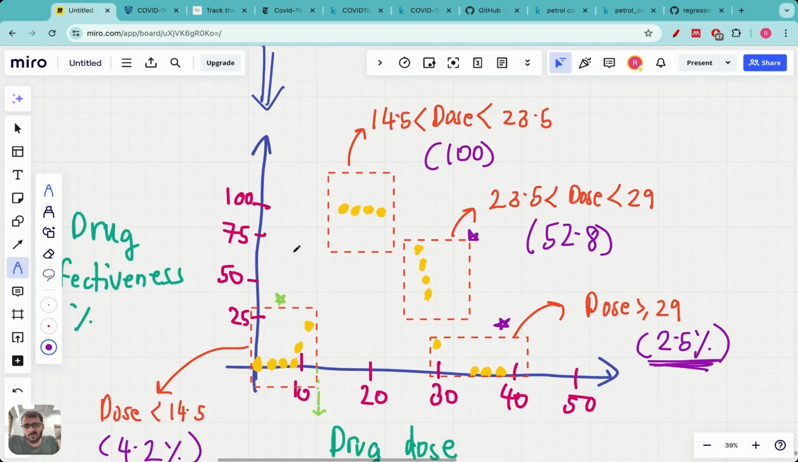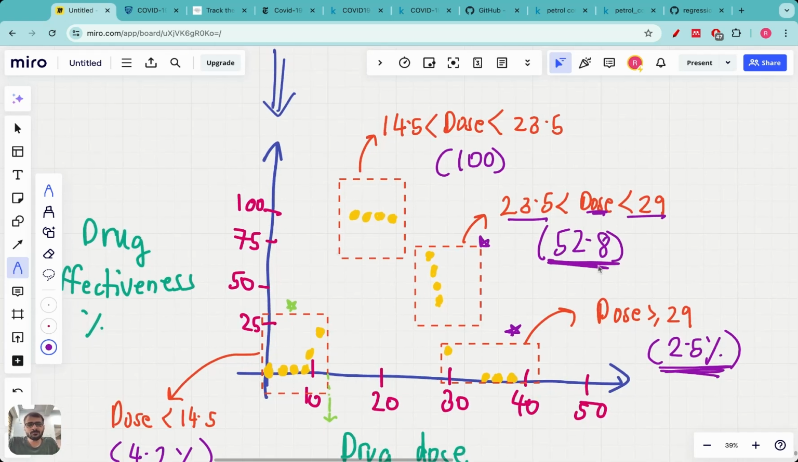And look at their y-axis, it's kind of between 50 and 60, right? So we are very confidently saying that the drug effectiveness level is 52.8%. Note that it's not like standard regression where every point will have a different value, but we have windows. So, for example, 23.5 to 29 is one window, and we are saying that for all the points belonging to this window in the x axis, that is the dose, the value of the y axis, which is the drug effectiveness, is going to be 52.8.